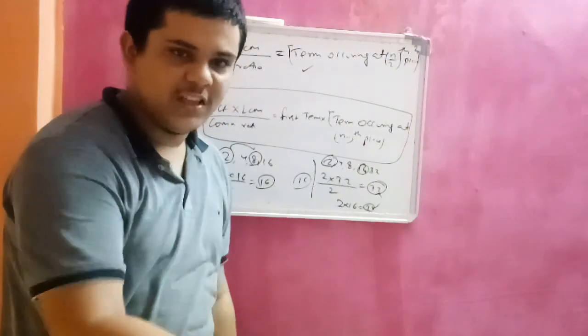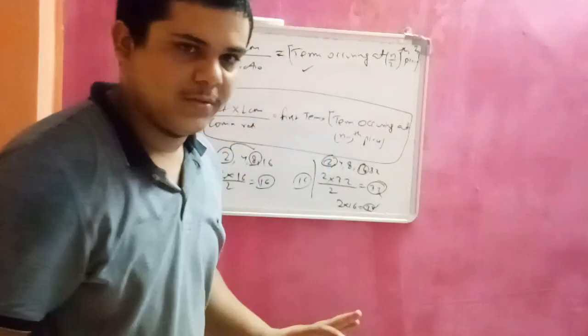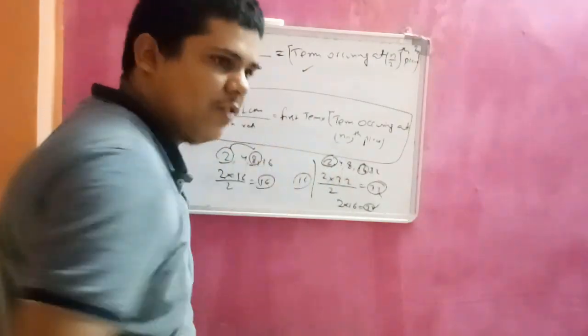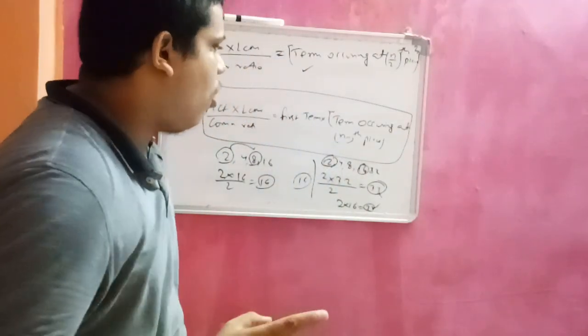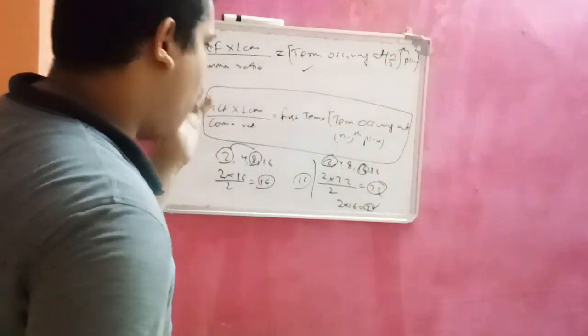In this first research paper, I mentioned that this is for an even number of terms and this is for an odd number of terms. Later I found that this is for an even number of terms only, and this is for both, for even as well as for odd number of terms.